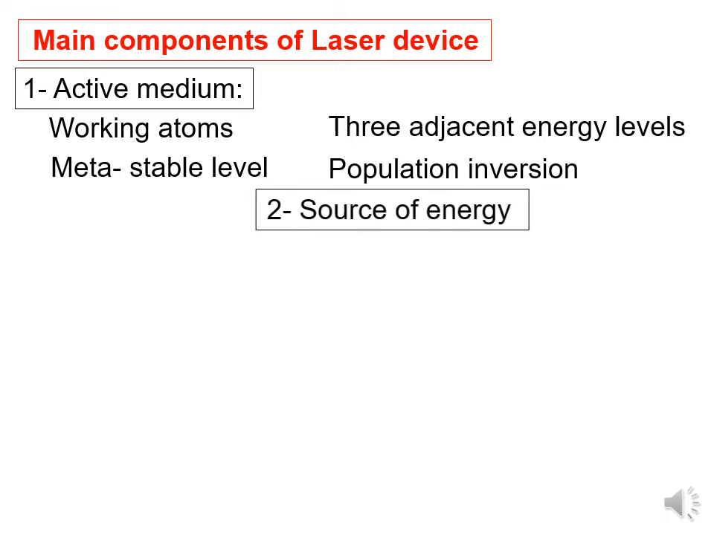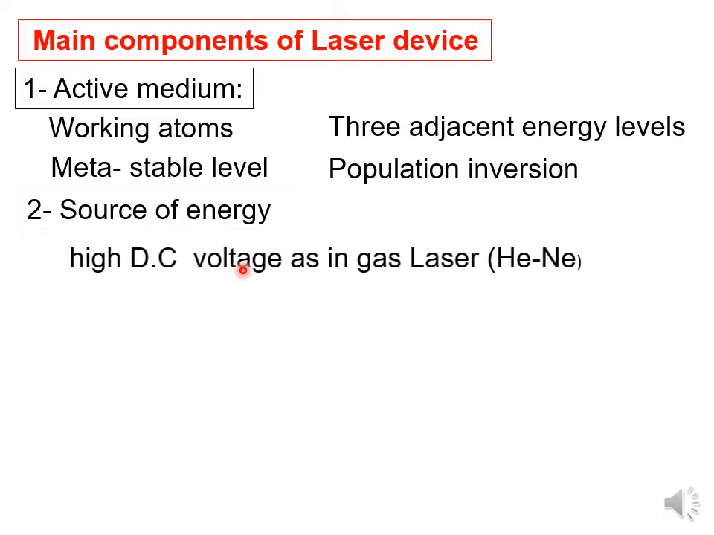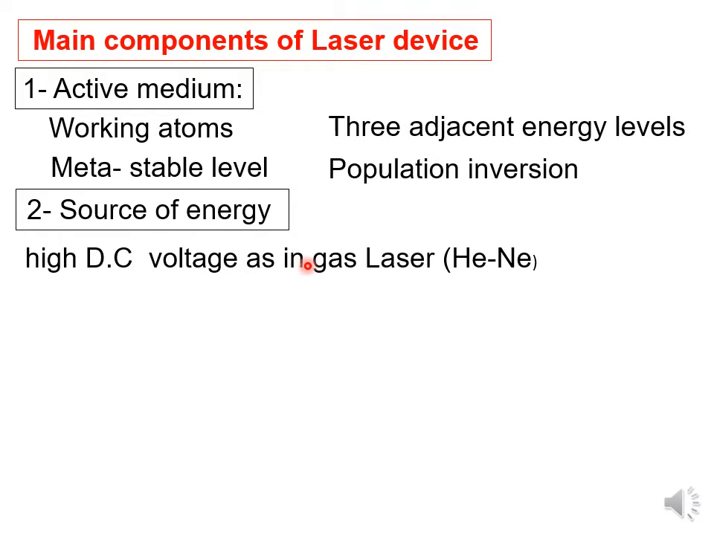Source of energy to excite the working atoms. This source of energy may be high direct current voltage as in gas laser, helium neon laser. So the source of energy in helium neon laser is a high direct current voltage.